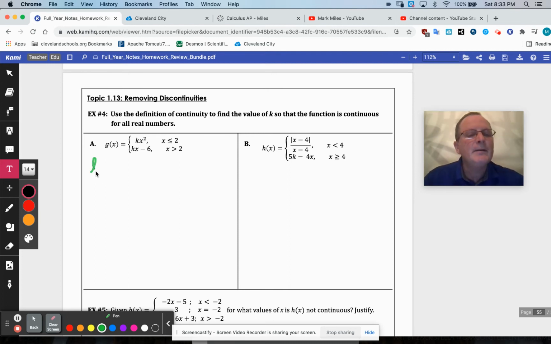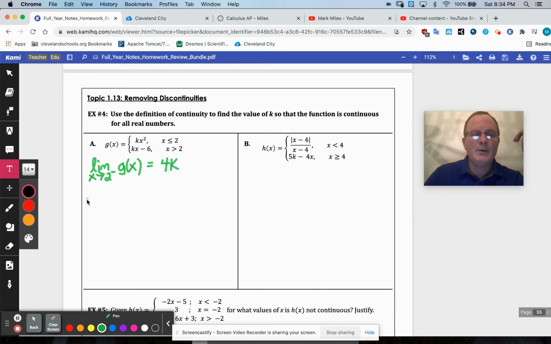So the limit as x approaches 2 from the left of g of x is using this top function, because that's what it means when you're coming from the left, you're less than 2. So I simply make 2 my x. That'd be 2 squared, so that'd be 4k.